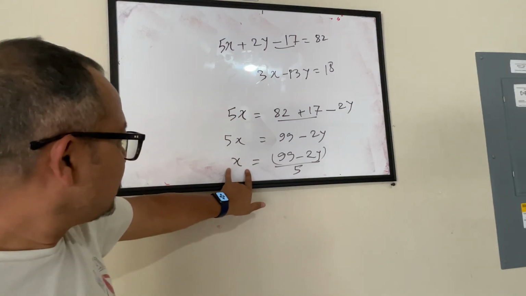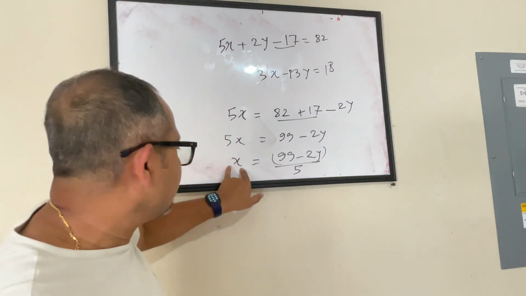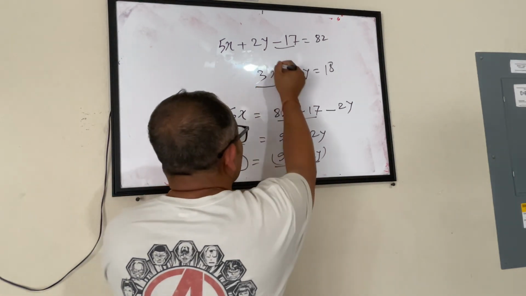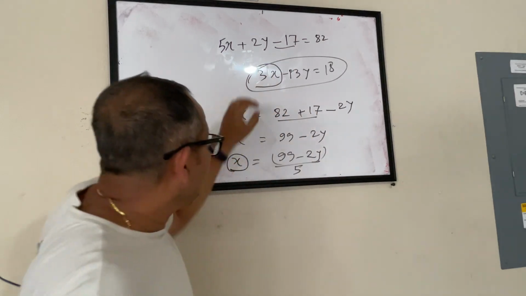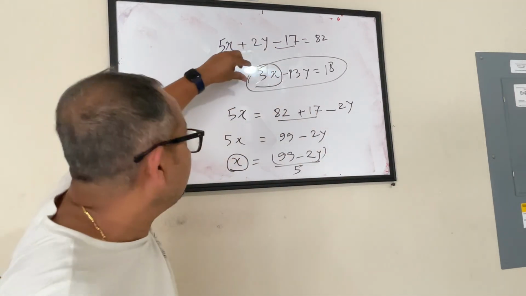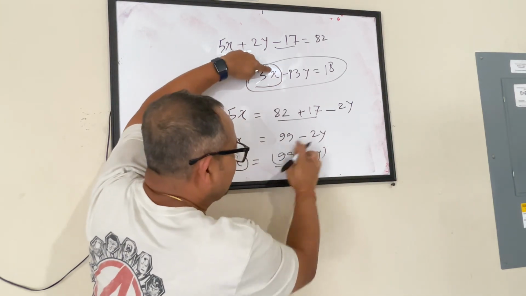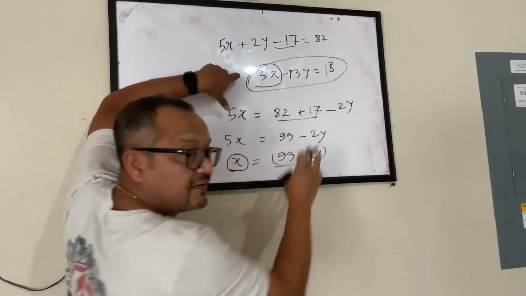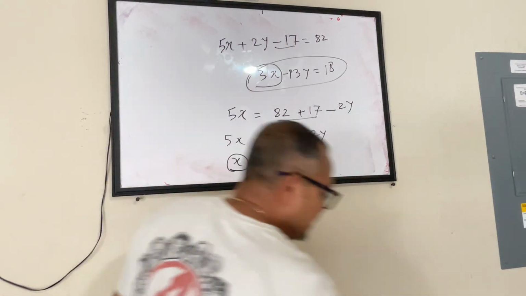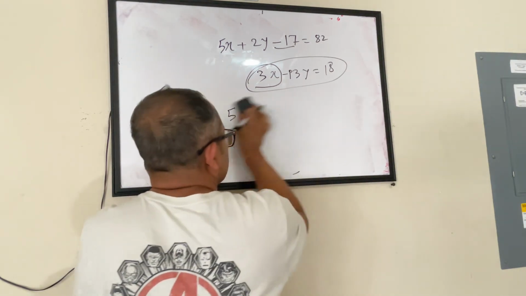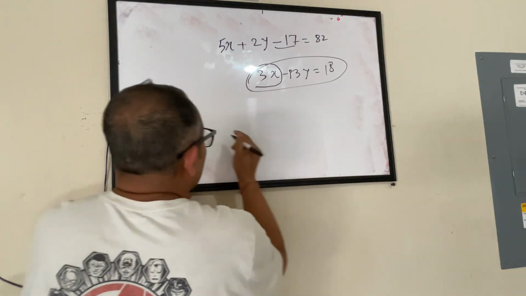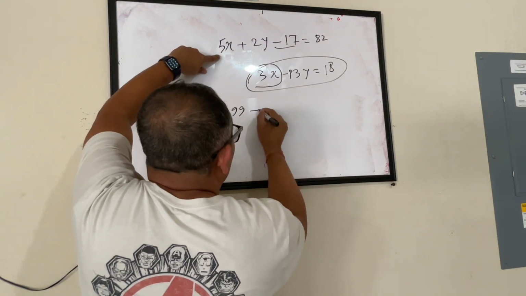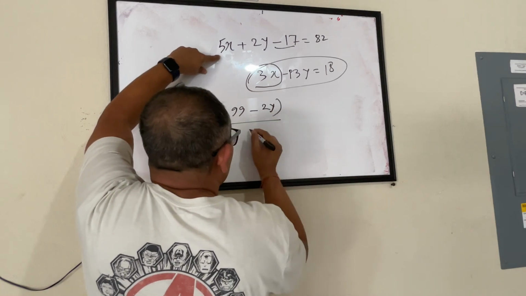So what has happened is, now I can see there is a relation between x and y. If I substitute this value of x in the second equation, it will become an equation with only one variable, because x is again in terms of y, and this is already y. So now I will have one equation with only one variable. So here instead of x I will write (99 minus 2y) divided by 5.